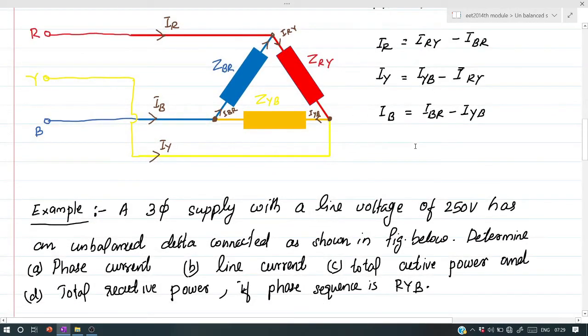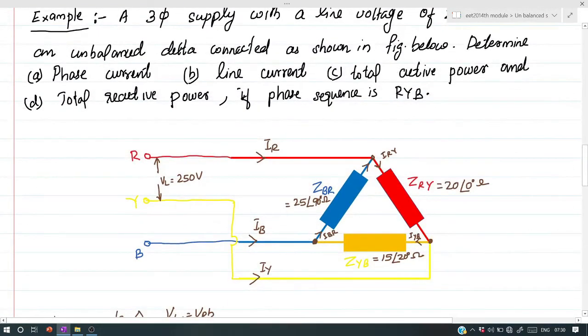A three-phase supply with a line voltage of 250 volts has an unbalanced delta connected load as shown in the figure below. This is the figure. Here the unbalanced load is shown. ZRY is 20 angle 0 degrees ohms, ZYB is 15 angle 20 degrees ohms, and 25 angle 90 degrees ohms is ZBR. Here we can see that the individual impedances differ, so it is an unbalanced delta connected load. The line voltage is given as 250 volts. Here we need to determine the phase current, line current, and total active power and reactive power.